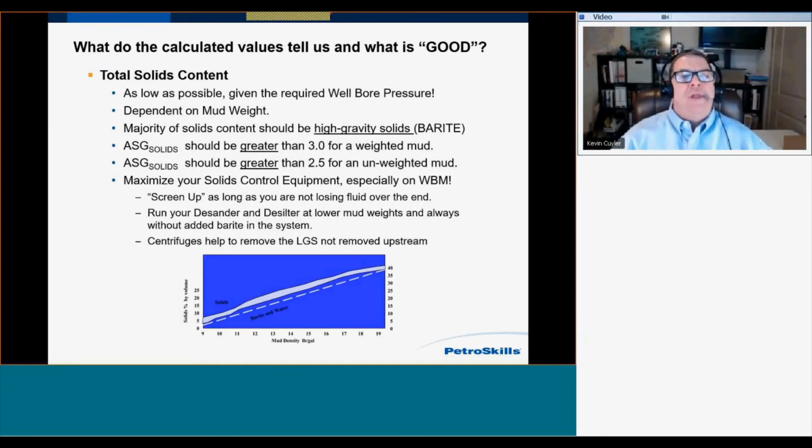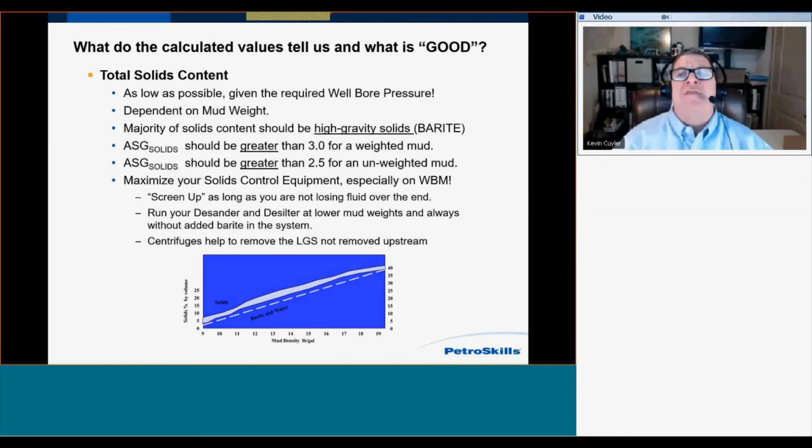Number one, we need the solids content to be as low as possible, but we want to make sure we are maintaining wellbore pressure, right? We add barite to the system to hold back formation pressure. We maintain that wellbore pressure, so it's strictly dependent upon mud weight. We have to make sure we have well control.